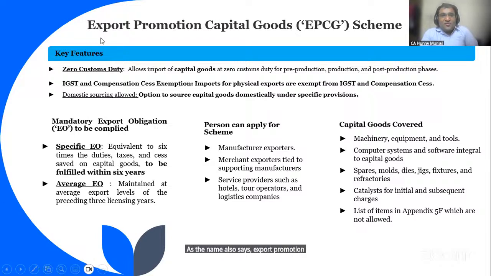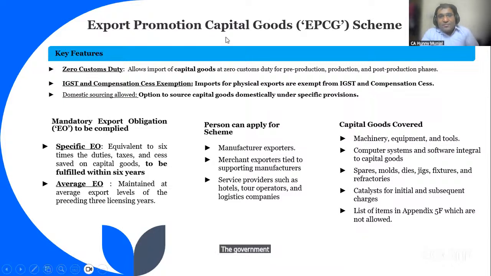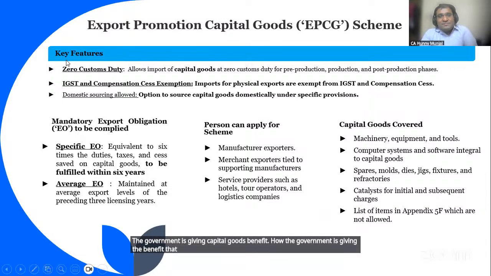So this is for promoting of the export. If you are in the business of export, and the government by this scheme wants to encourage exporters to do more exports, bring more foreign exchange to the country, and in exchange of that, the government is giving capital goods benefit. How the government is giving the benefit, that we discuss in this part.